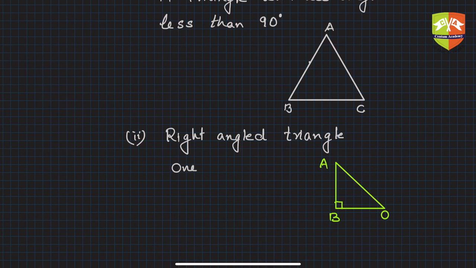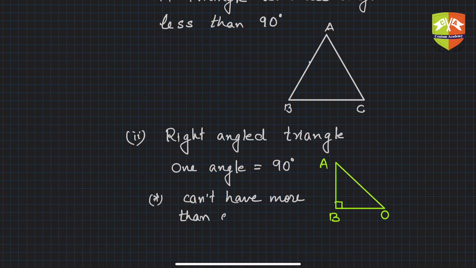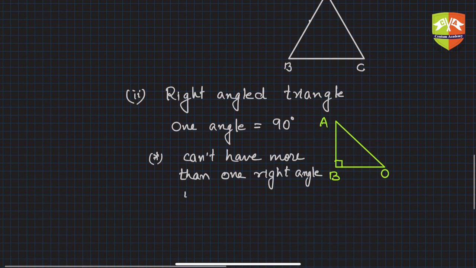So, what is a right angled triangle? If one angle out of the three is equal to 90 degrees. You can't have more than one right angle in a triangle. We'll prove it a little later, but understand this, right? So, you can't have more than one right angle in a triangle. So, that is a right angle triangle.